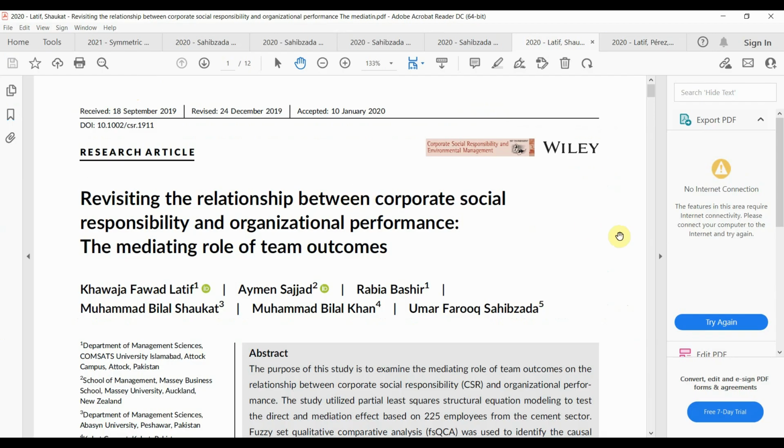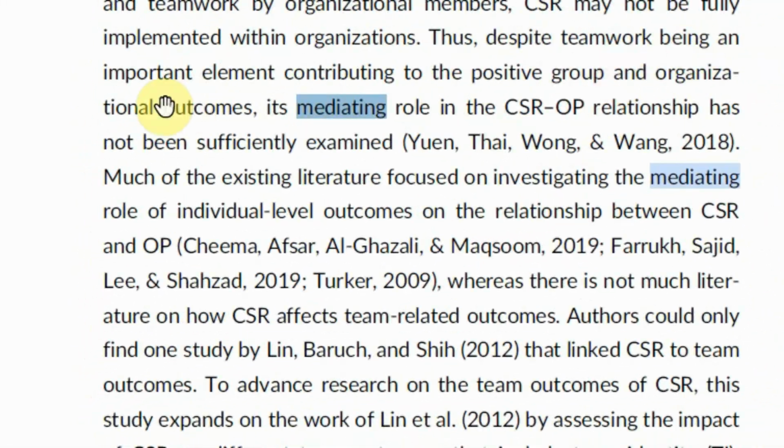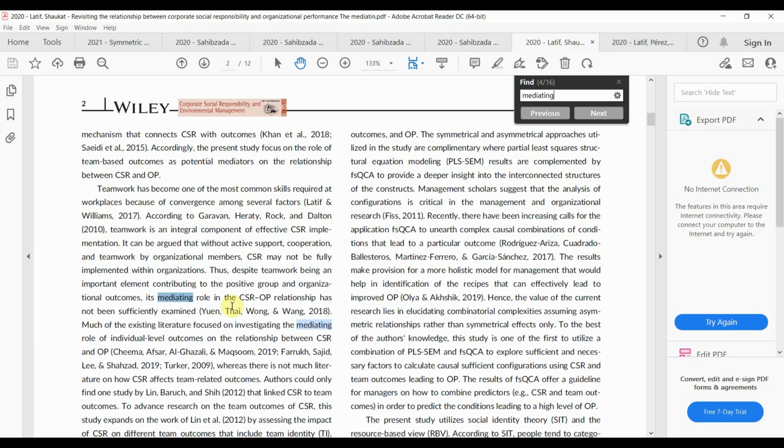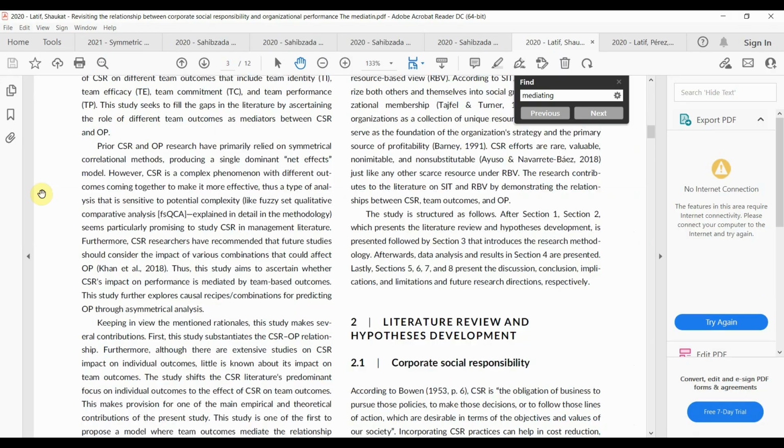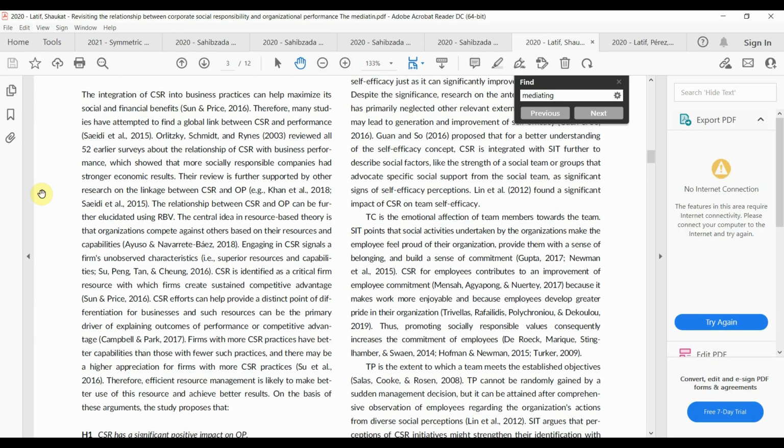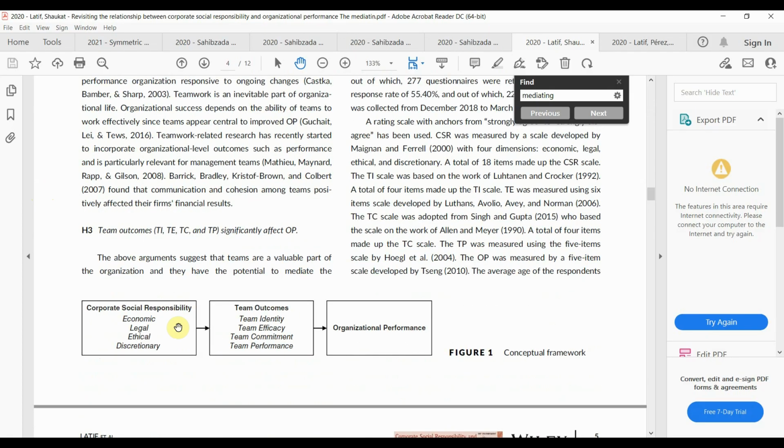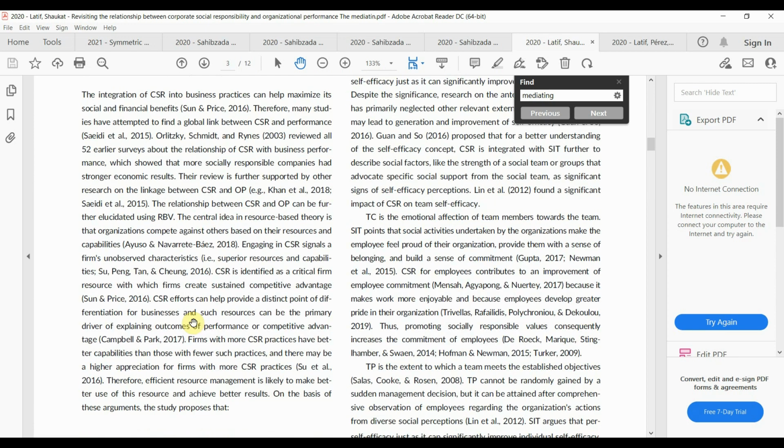Another paper, let's have a look here. The mediating role of team outcomes, and let's search how the gaps are explained. Despite teamwork being an important element contributing to positive group and organizational outcomes, its mediating role in the CSR-OP relationship has not been sufficiently explained. So mediation can serve as a strong gap in your research, and it can help you explain. Why is it a gap? Because it helps explain the impact of IV on DV. It explains the mechanism, and you mention this in your contributions as well.